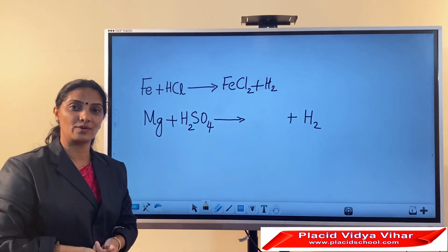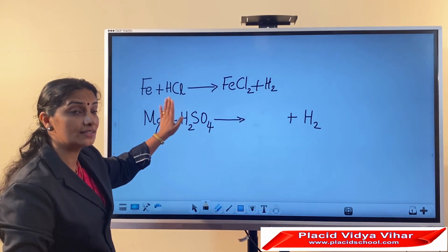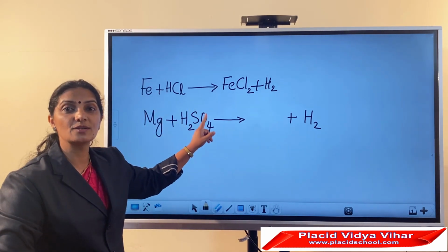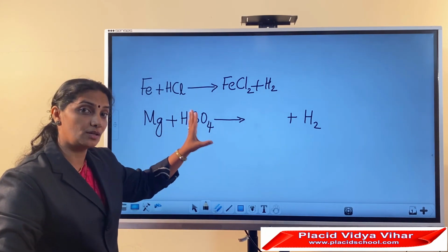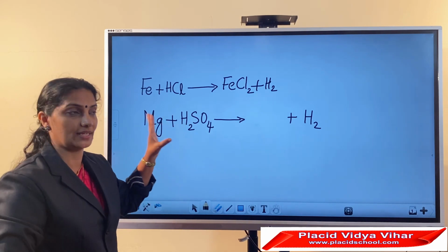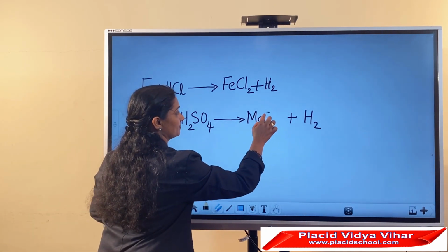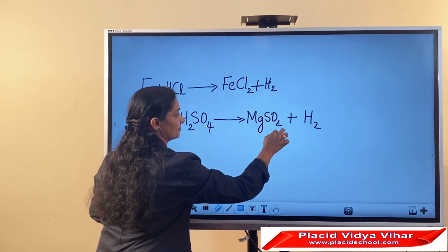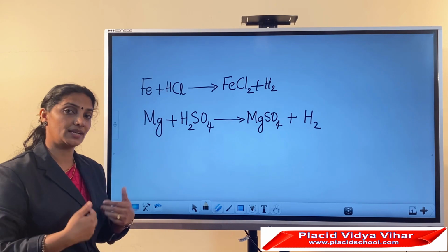Then which salt is formed? After removing hydrogen, we have here magnesium and sulfate ions. They two combine and form a salt called magnesium sulfate. We have magnesium sulfate, MgSO4. Consider another example.